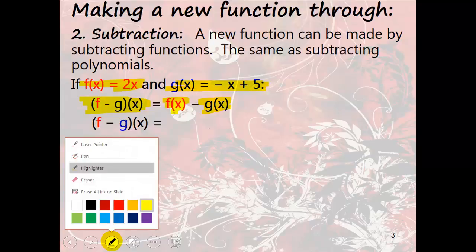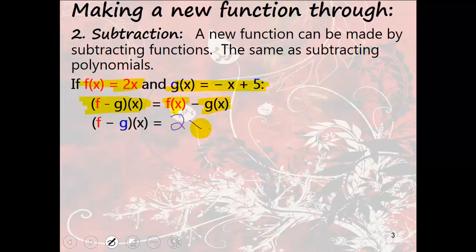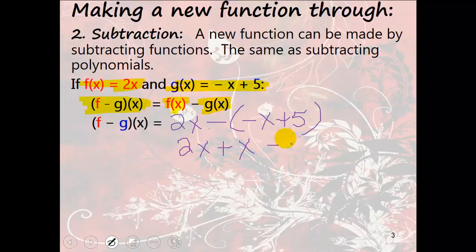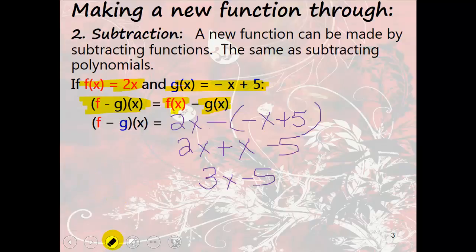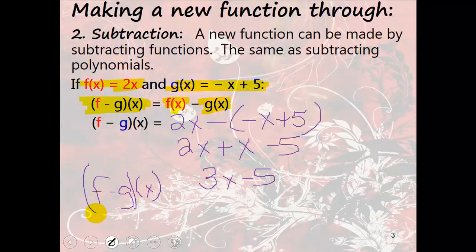So you have to distribute that negative sign. I have 2x minus negative x plus 5, and that gives me 2x plus x minus 5, and then I get 3x minus 5. It really is that simple. Okay, just like that.